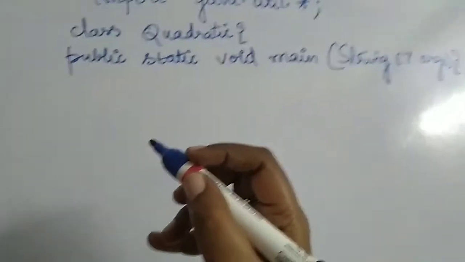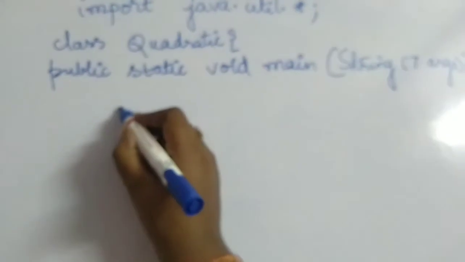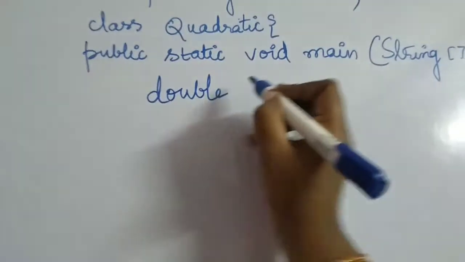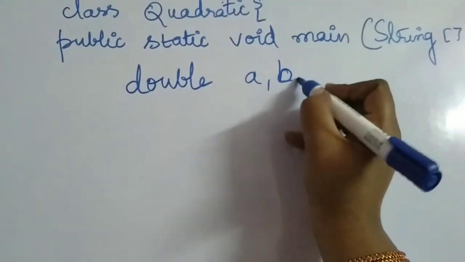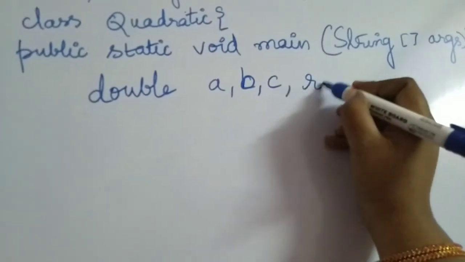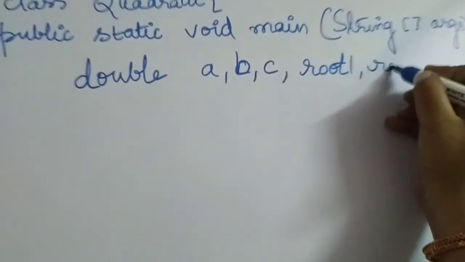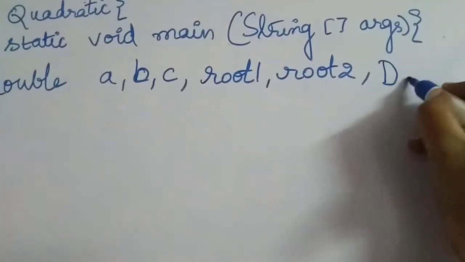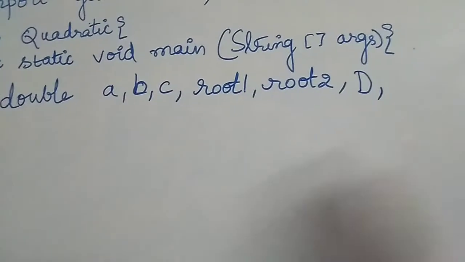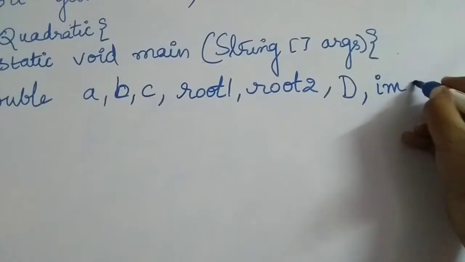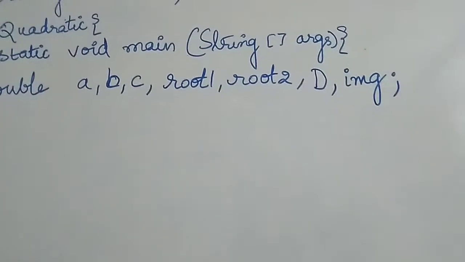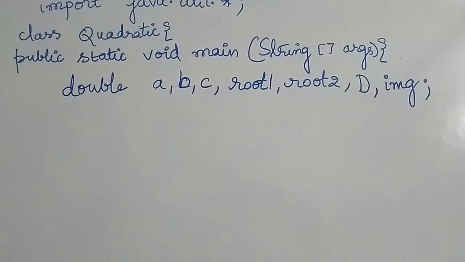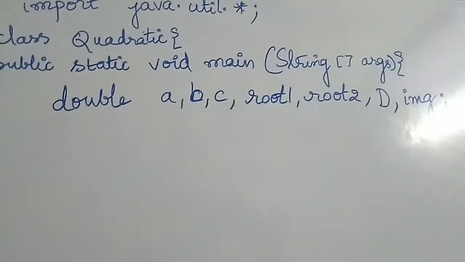Now I am declaring the variables. Those are real numbers, so I am making them double: a, b, c, and also we are calculating the roots, root1, root2, and also we need to calculate the discriminant, capital D. So I am putting a D over here. And in case it is an imaginary number, we need to calculate some imaginary value, so I am saying img. As of now I require this. If I want some more, I'll add them to this declaration.